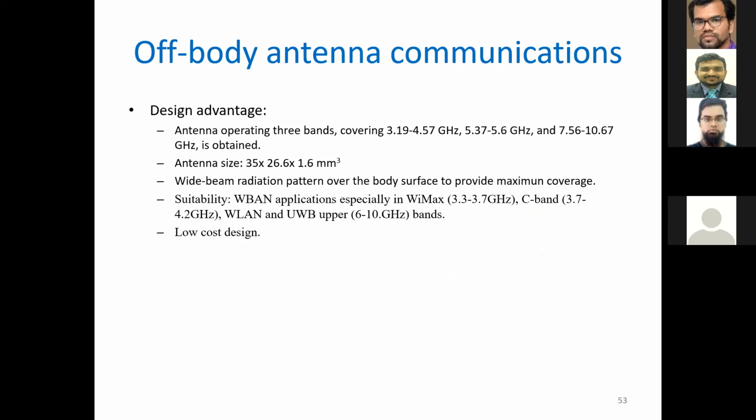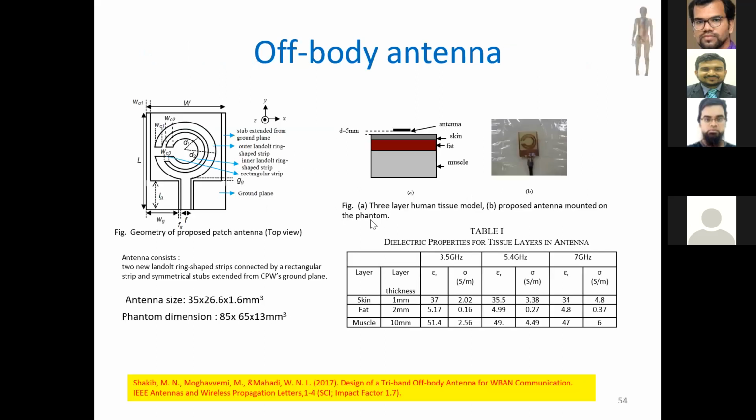Now for the off-body mode communication, we have designed a tri-band antenna, which will cover WiMAX, WLAN, and the upper UWB. The upper UWB frequency is about 6 to 10 gigahertz. WLAN is at 5 gigahertz. And WiMAX is around 3.3 to 3.7 gigahertz. Keeping this in mind, we designed and developed our product.